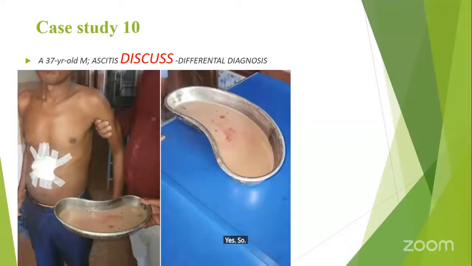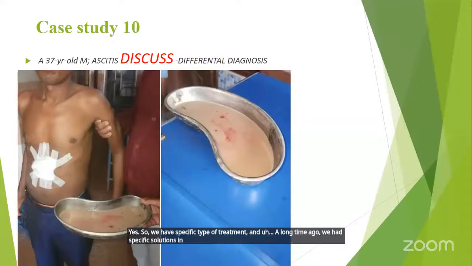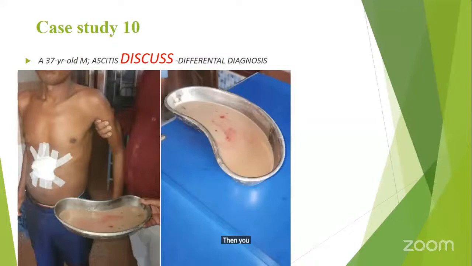So we have a specific type of treatment, and a long time ago we had specific solutions in our chemists. It had a very bad smell. I can't remember the name, but if you go, we present you with mites, then you will be given appropriate medication. I know it, but today I haven't remembered. It's usually supplied in a chemist, and you can get it. It's an ointment where you just apply. You don't take any medicine.